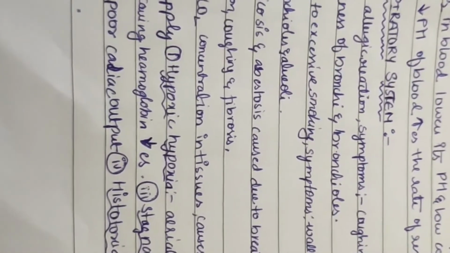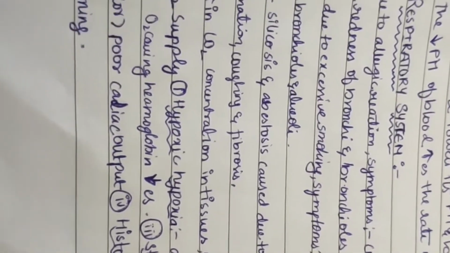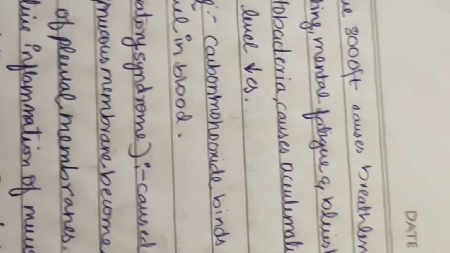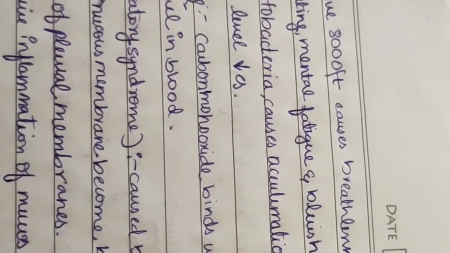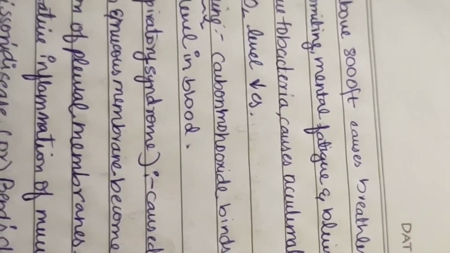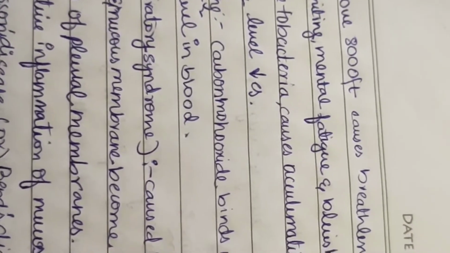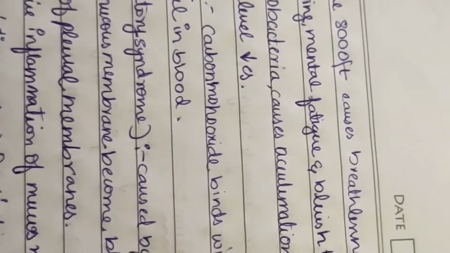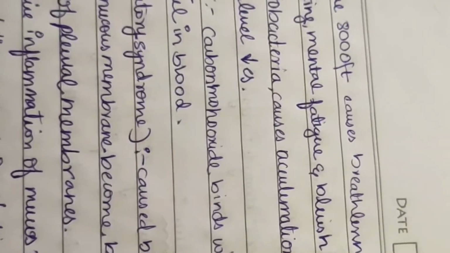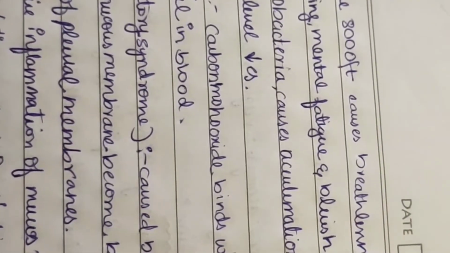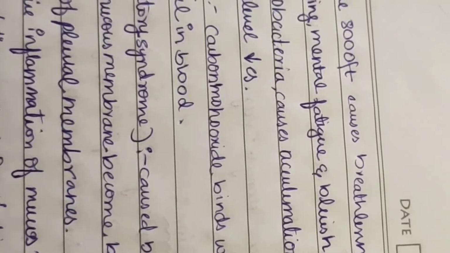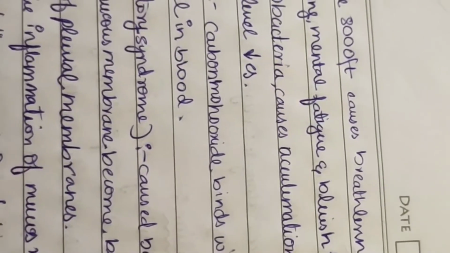Now mountain sickness. Above 8,000 feet, it causes breathlessness, headache, dizziness, irritability, nausea, vomiting, mental fatigue, and a bluish tint to skin, nails, and lips. Then pneumonia. It is an infection due to bacteria, which causes accumulation of mucus, and the blood O2 level decreases.